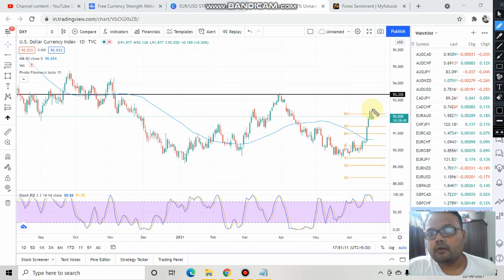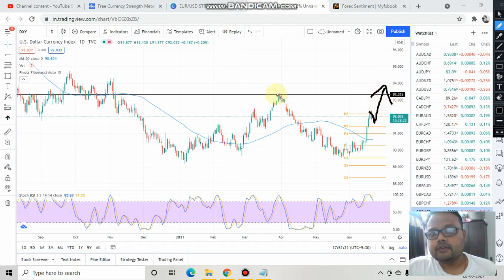Yesterday it formed a red candle, but the red candle does not signify that the trend of the US dollar has changed. Whenever we get a setup like this, and looking at these three massive bars, there is a possibility that market will give us a pullback and will go up again.